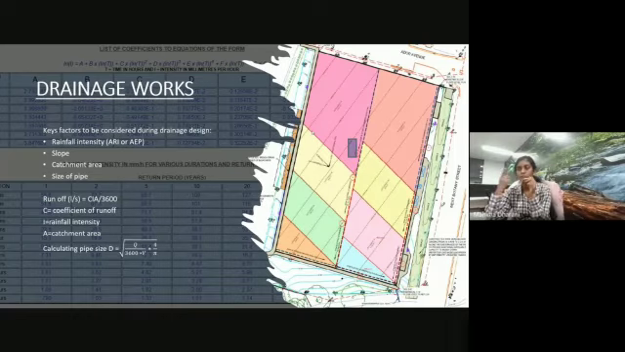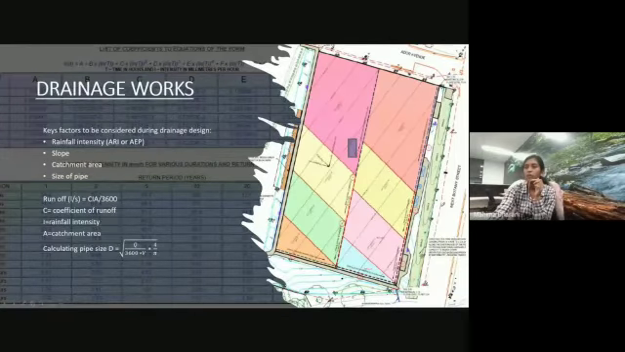One is how much rainfall that particular area is going to receive. The next one is the slope. What's the slope? We already talked about grading the field. And then the next thing is the catchment area. And also the fourth thing would be the size of your pipe. So based on these things, you will be able to design your field.